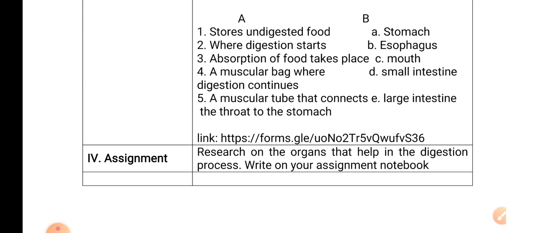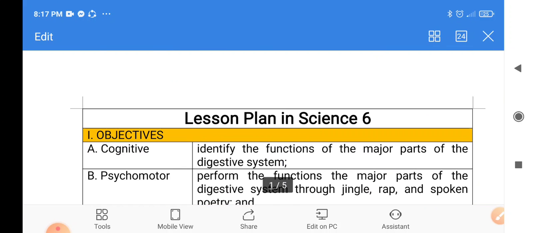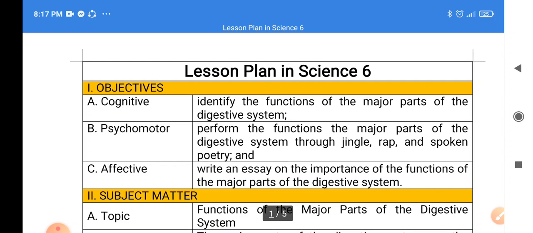And of course, the last is assignment wherein research on the organs that help the digestion process and write it in your assignment notebook. So it depends on you what will be your assignment. Aside from assignment, it could be homework wherein you give an extension of what they have learned this day. And assignment could be advanced research of your next topic. So those are the things that you need to remember in writing a lesson plan, a 5 E's lesson plan.